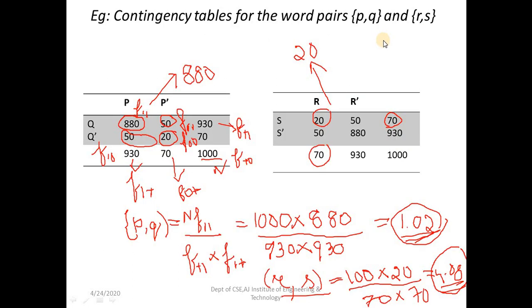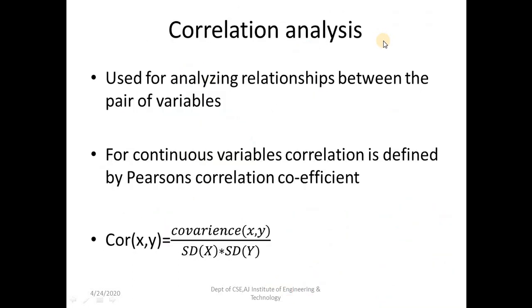Next we have one more objective measure, that is correlation analysis. It is used for analyzing the relationship between a pair of variables. For continuous variables, correlation is defined by Pearson's correlation coefficient, which is given by correlation of x, y equal to covariance of x, y divided by standard deviation of x into standard deviation of y.